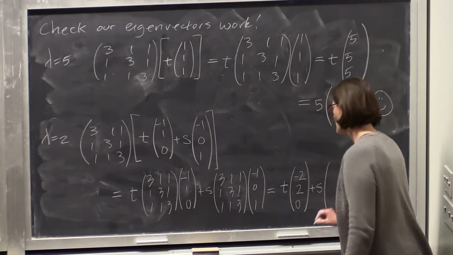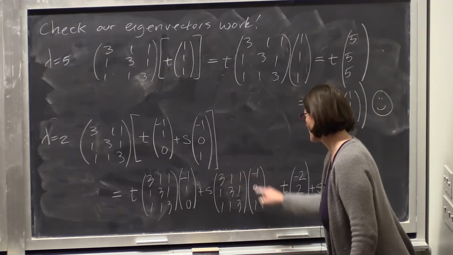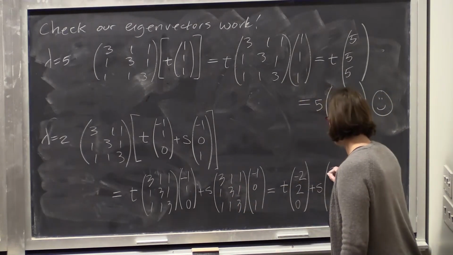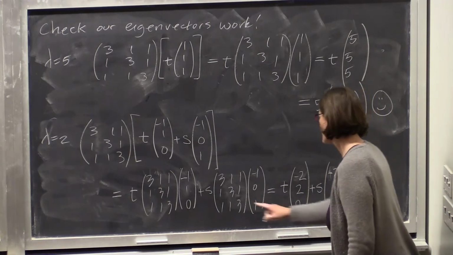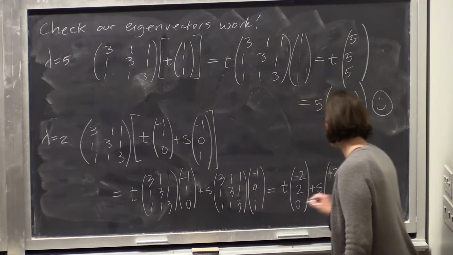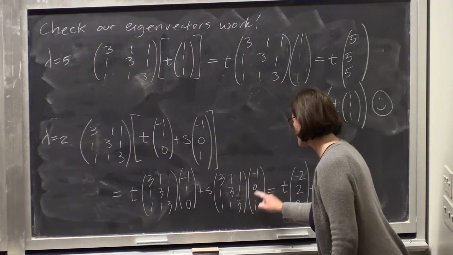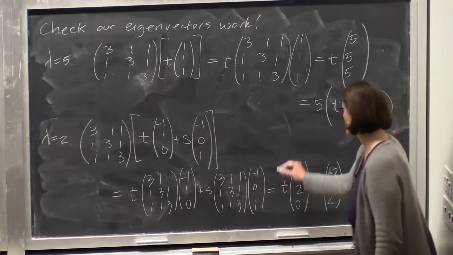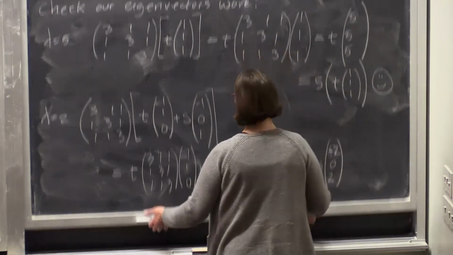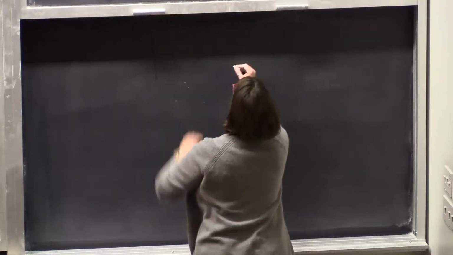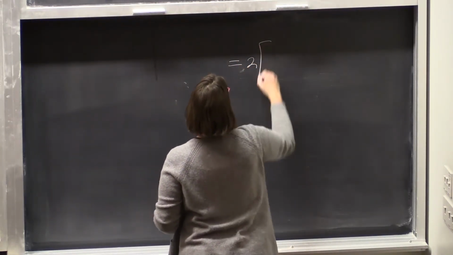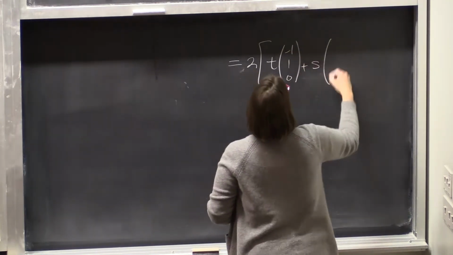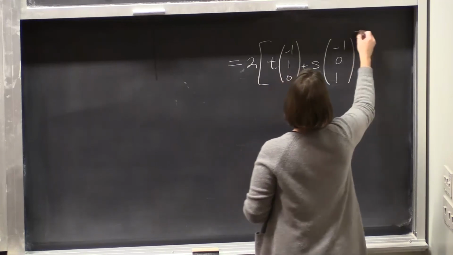Plus s times: minus 3 plus 1 is minus 2. Minus 1 plus 0 plus 1 is 0. Minus 1 plus 0 plus 3 is 2. And this is equal to 2 times t times minus 1, 1, 0 plus s times minus 1, 0, 1.